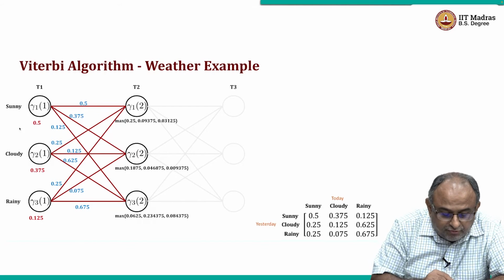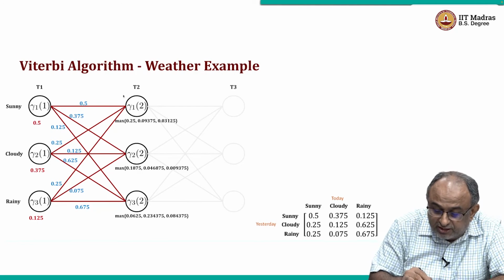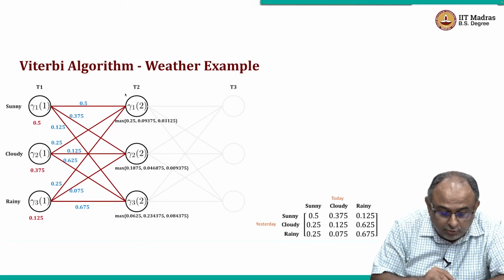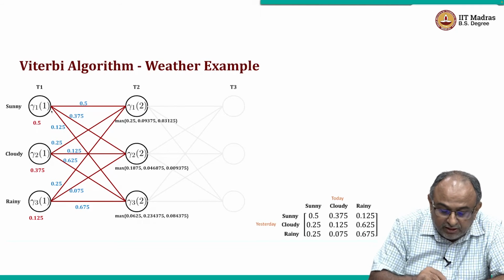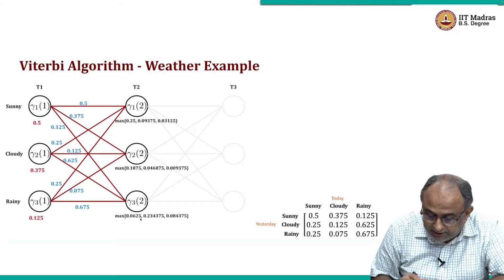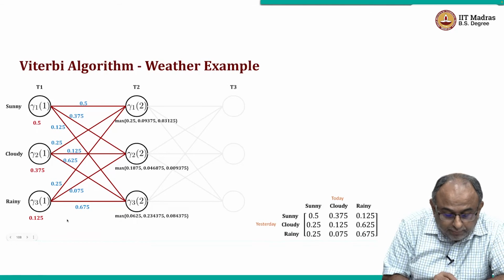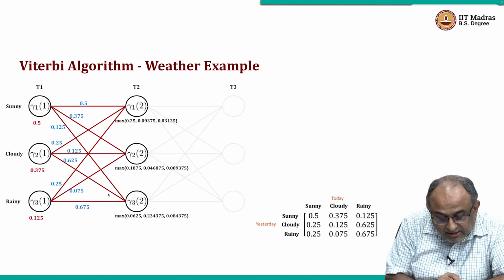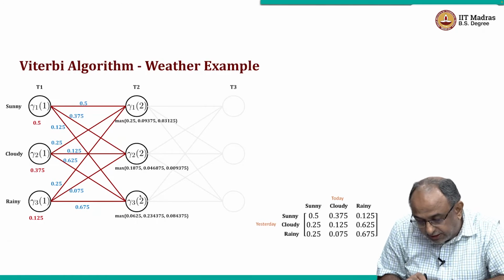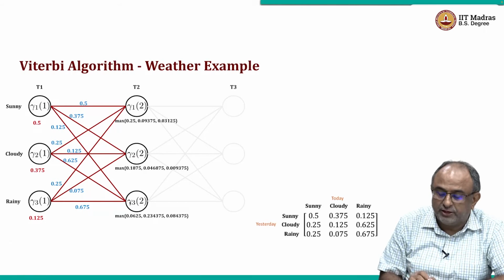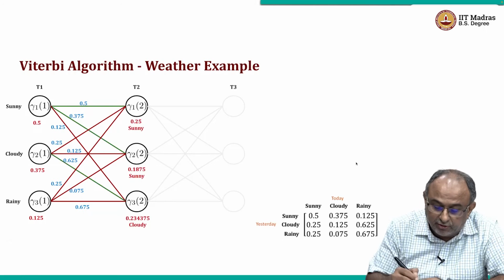So for being in a sunny condition on day 2, this is the best path. Being in cloudy, the best condition is like this path, and here we see it is cloudy to rainy. So the best path to be in rainy is actually coming from sunny to cloudy to rainy. So this is the best path, and that's what you are finding out here.